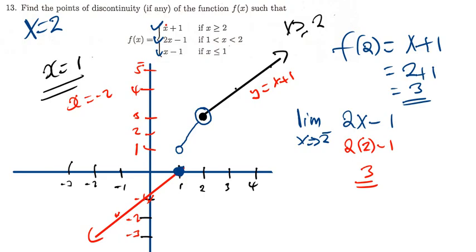Again, I need to get from the right side. I need again to get limit as x is approaching 2 from the right side. Which function is telling me that x should be greater than, it can be greater than or equal to 2? Which one? The first one. So the first one is x plus 1. I'm going to plug in 2 where there is x.